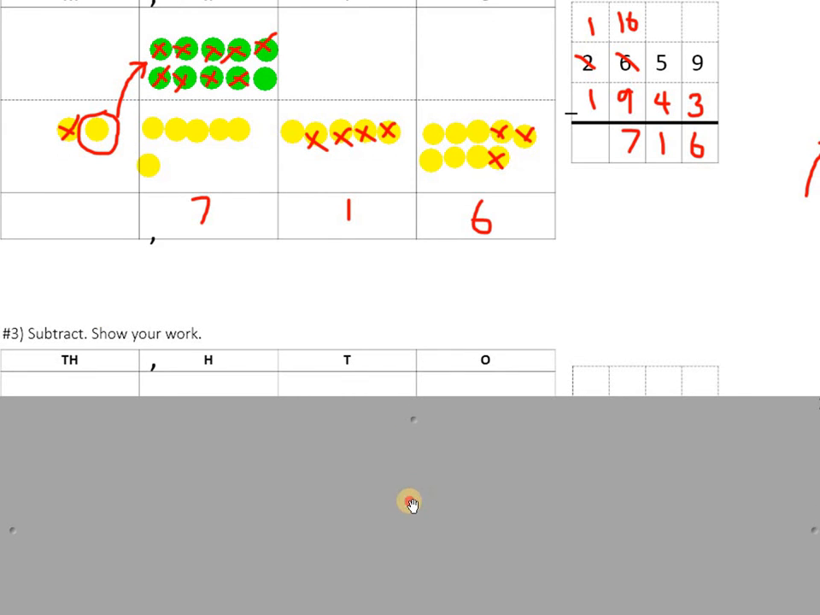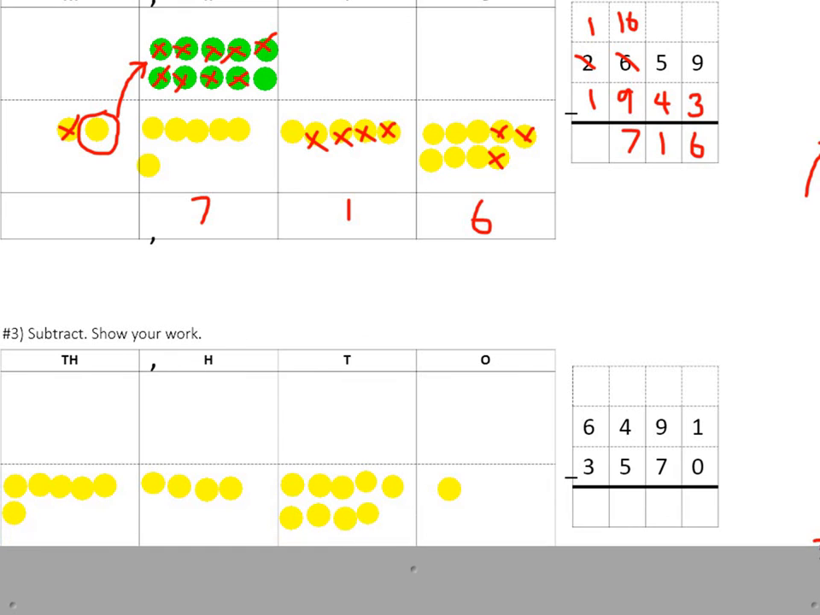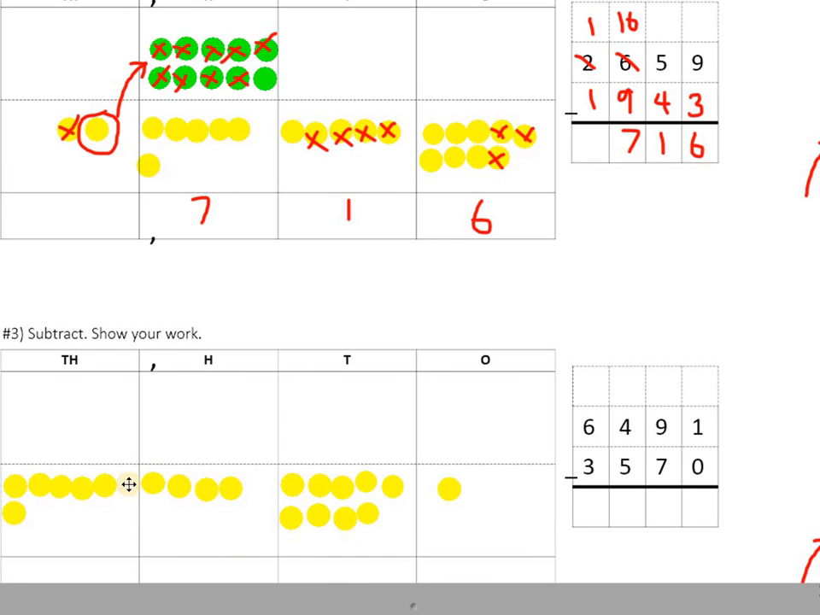Okay, I've got the dots set up, so go ahead and check your dots. Make sure that your dots match. There are 6,491. And remember, we're not building this number. We're going to subtract this number. I'm not going to cross off any ones because it says minus 0, but I'm going to cross off 7 tens to show that. So please make sure that your subtraction is ready, and then I'll show you the answer.